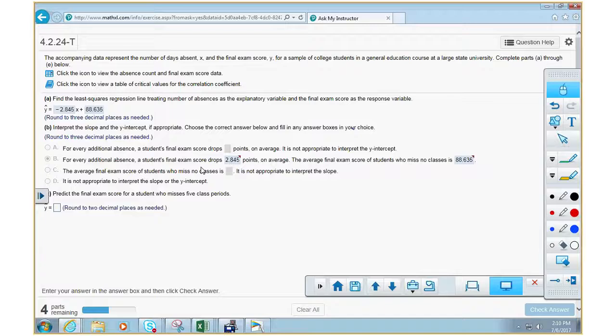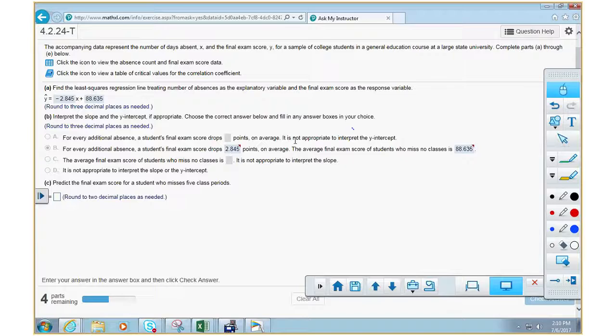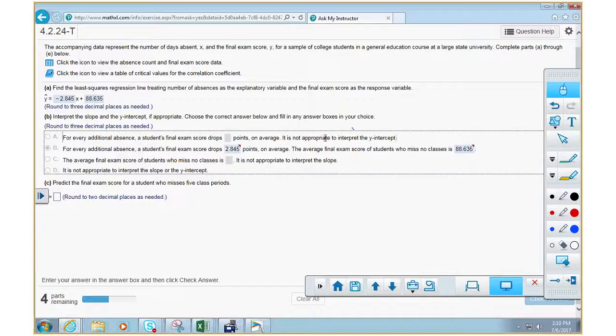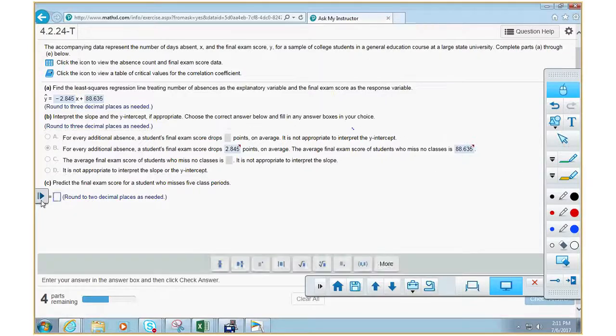So now, compare missing no days in school to a weightless car. A weightless car is not possible. Okay? Why don't they just say right here, it is possible for a student to not miss a day, or it is not possible? Why do they say it is not appropriate to interpret the y-intercept? That sounds like you've done something illegal. I guess I just teach different from other teachers.